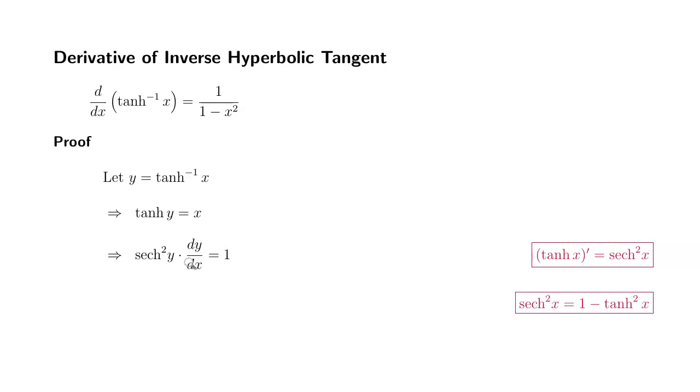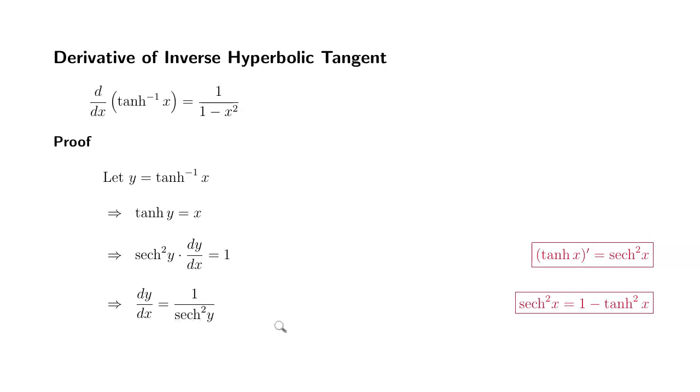Since what we're looking for is dy over dx, I'm going to divide both sides by hyperbolic secant squared of y. Then you will end up getting this right here. So dy over dx is going to be 1 over hyperbolic secant squared of y.